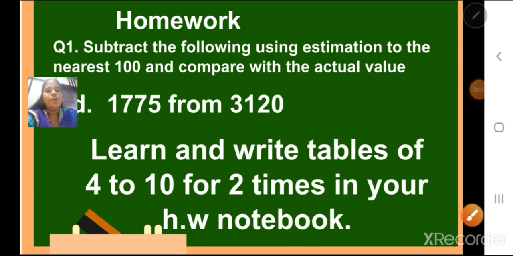So children, your homework is from question number 1, D sum: 1775 from 3120. Children, A sum you don't do it, okay, and apart from D sum, your homework also is to learn and write tables of 4 to 10 for 2 times in your homework notebook. Children, please learn tables. Every day you have to say the tables and learn it, okay?